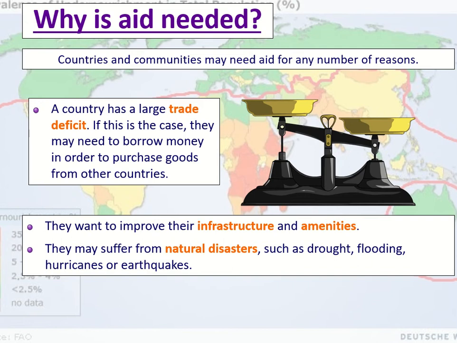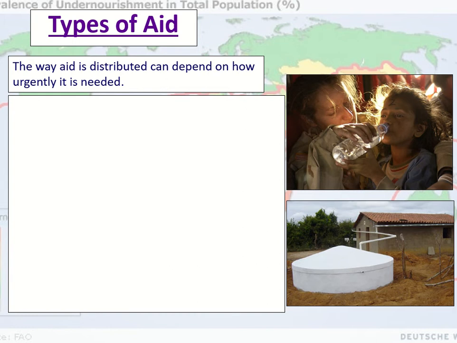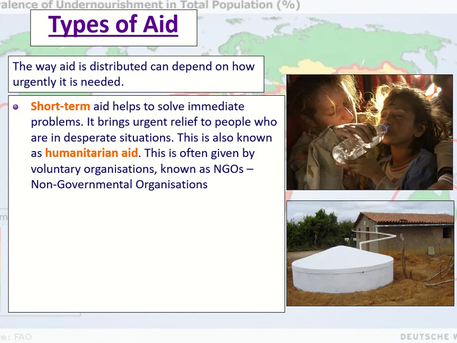And that aid tends to be the more goods and expertise based aid, where people just need food and clean water to survive. Now, because there are different reasons for why you need aid, there are different types of aid that can be offered to help deal with the different problems. Broadly speaking, we have two main types of aid. One of the types of aid is short term. So it's fairly obvious this is something that you need for immediate short-term problems.